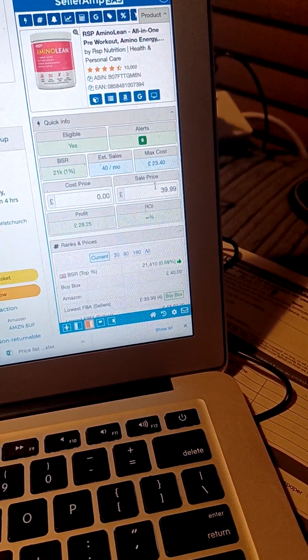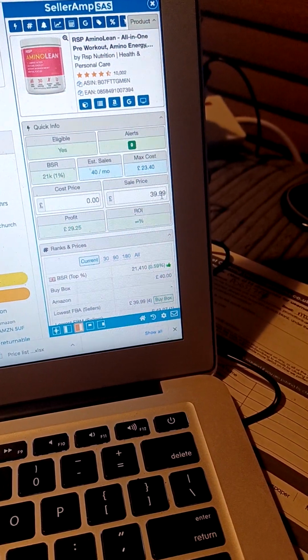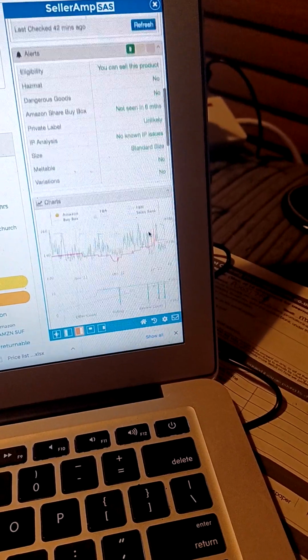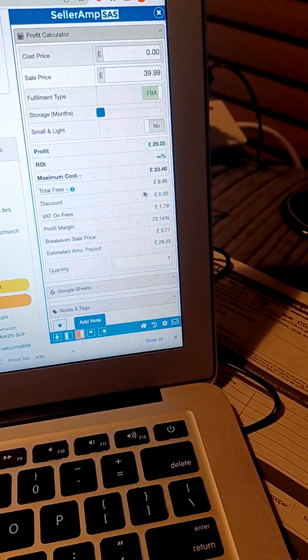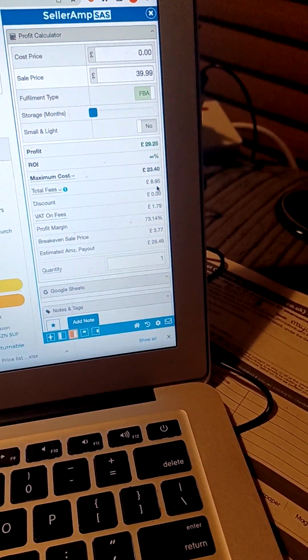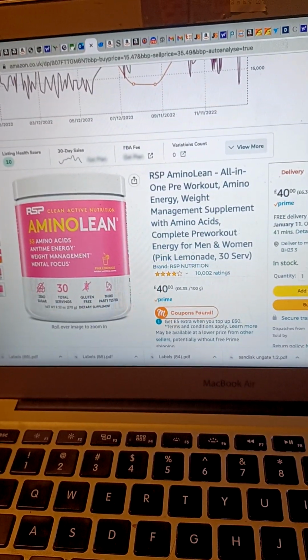So what's the max cost price at a sale price of $39.99? That's $23.40, and that takes into account FBA fees and the fee of the product. So you've got here total fees £8.95. Amazon are going to take £9 off you there, just for them receiving it, packing it, and posting it. But that's how it works.